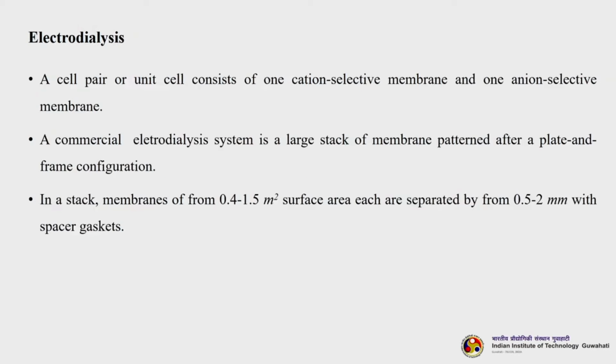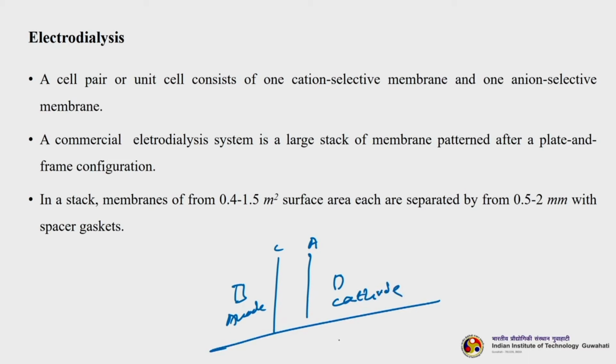A cell pair or a unit cell consists of one cation selective membrane and one anion selective membrane. So, one cation selective, one anion selective, then one cathode and one anode. So, this is what is called a pair or unit cell of a single electrodialysis system basically.